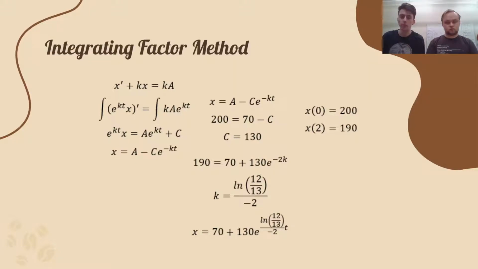If you do that, you're able to get a form where x is equal to a minus some constant times e to the negative kt. Again, c is a constant, so it could be plus c. Either way, we solve the same way we solved the previous equation, and we get our same equation.